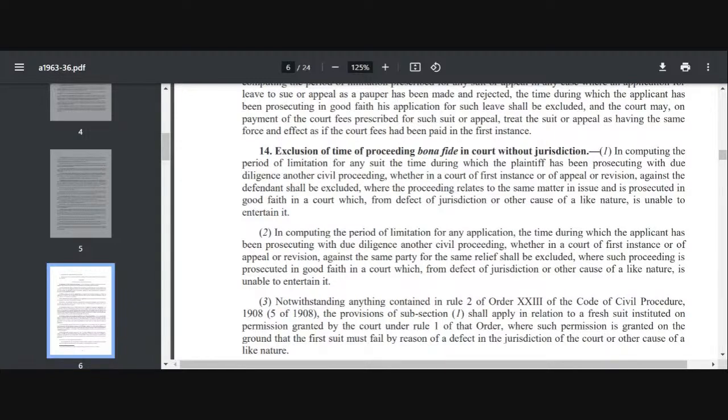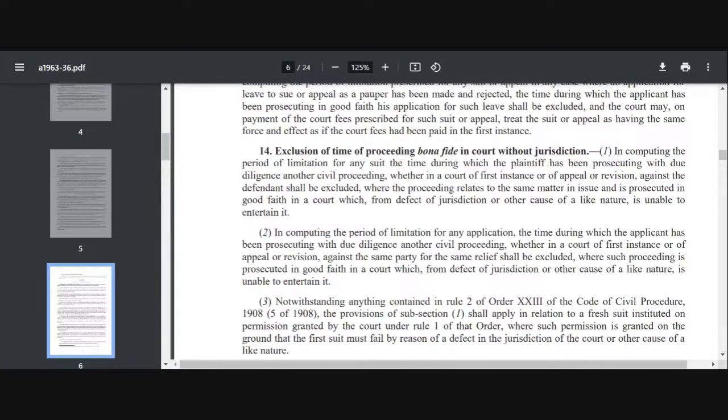Come to 16. Now when you see 16, come to 15 once. Section 15 says exclusion of time in certain other cases also. There are other cases also when the time period can be excluded, right? Please go through all the points on which the time period can be excluded, and then come to section 16.